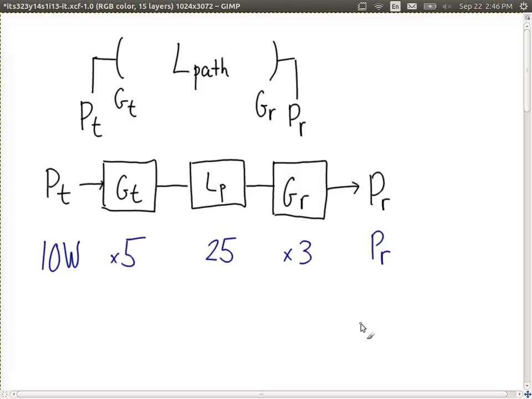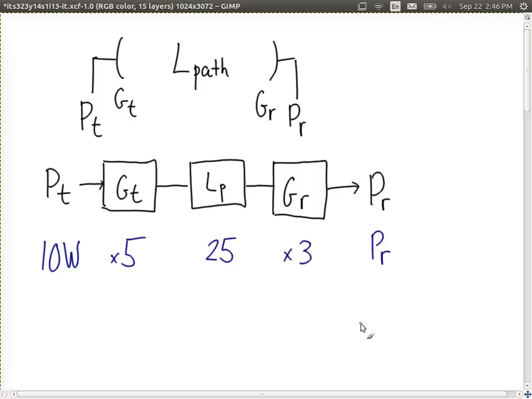What is the receive power in this case? We just have a starting power and a set of gains and losses. Anyone with an answer? Quick answer? Today we have many calculations, so sometimes we'll go through quite quick, especially the larger numbers.